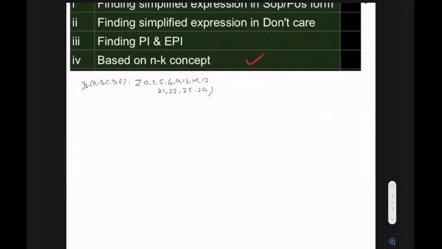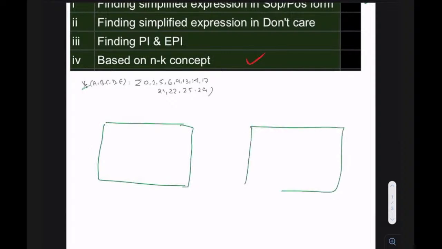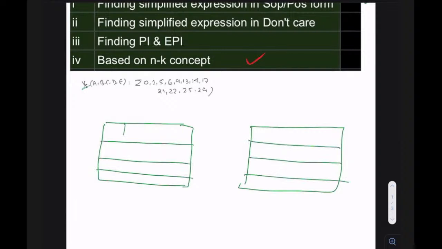So the min term combination is 0, 1, 5, 6, 9, 13, 14, 17, 21, 22, 25, and 29. So you know very well, in a 5-variable map, we have 2 individual maps. This is one map, and this is one map. In this map, A is 0. In this map, A is 1.